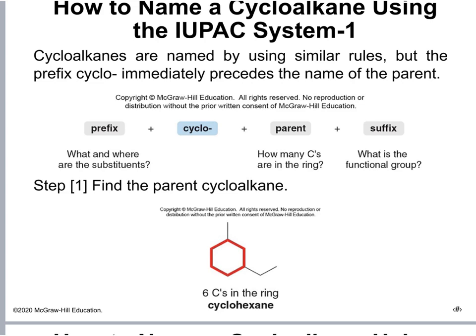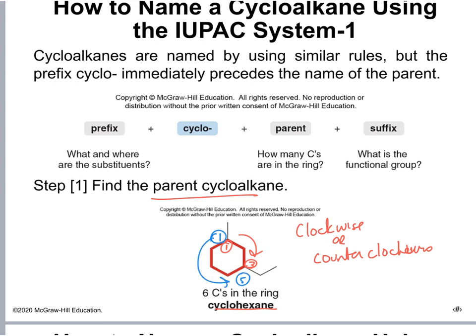Okay, if you do cyclo, then you find the parent cycloalkane. So there's 6 in that cyclohexane. And then when you count, you can either go clockwise or counterclockwise. So you want to make one of these number 1, because you've got to get the lowest number combination. So this would be 3 if you go clockwise, and if you go counterclockwise, and this is number 1, that would be 5. So you're going to want to go clockwise, right? Because the 1 and 3 are lower numbers.